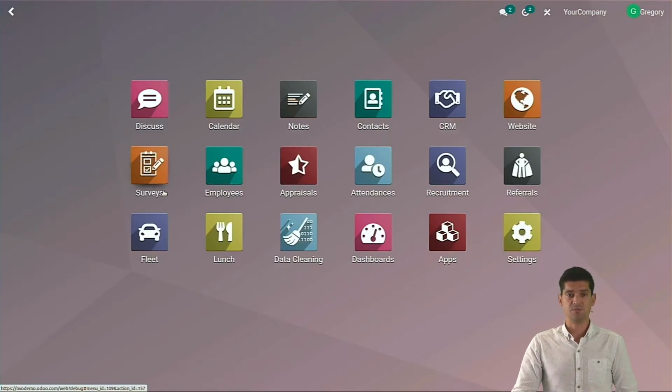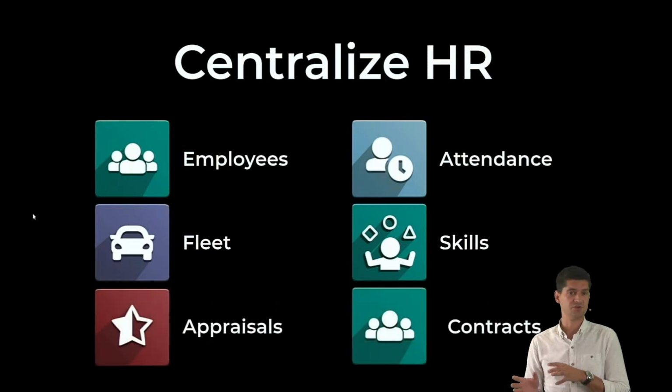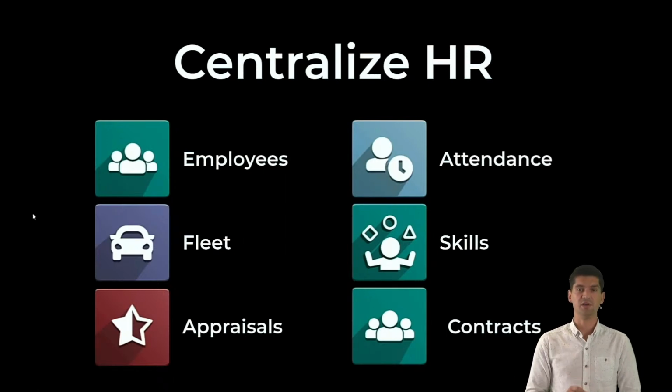So those are some of the hidden gems on the employee side. As a reminder, we have the employees with the skills and the contract linked to it. We have the fleet and the attendances as standalone apps to track what kind of cars they have or how long they have worked. And we have the appraisals. I didn't spend too much time on that, so have a look at that dedicated talk.